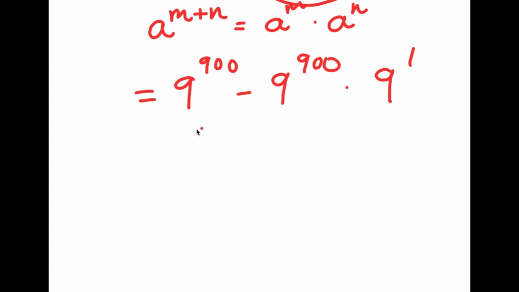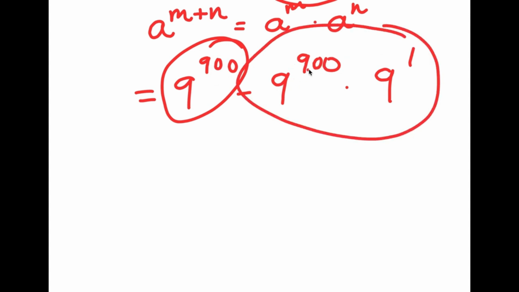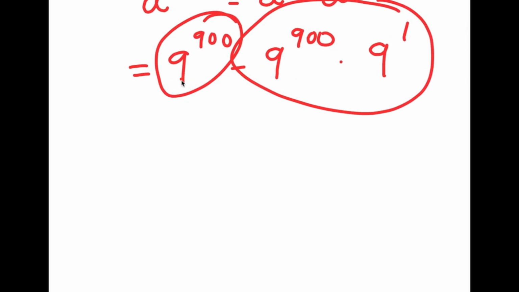Now from here, notice how we have two terms here. Our first term is 9 to the power of 900, and our second term is 9 to the power of 900 times 9 to the power of 1. So because both of our terms have 9 to the power of 900 in them, we can factor that out. So we can factor out 9 to the power of 900, and we get 9 to the power of 900 times, 9 to the power of 900 divided by 9 to the power of 900 is 1, minus 9 to the power of 900 times 9 to the power of 1 divided by 9 to the power of 900 is simply just 9 to the power of 1.